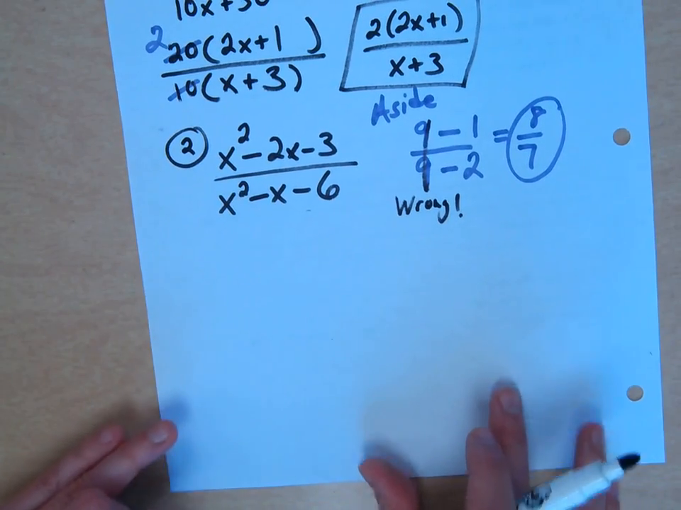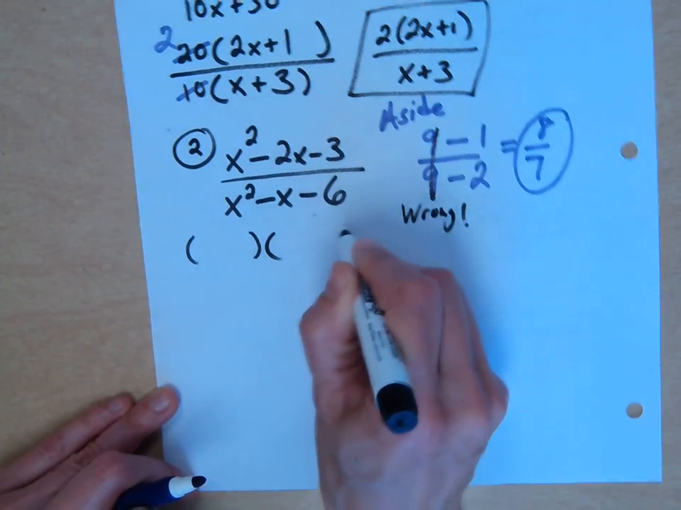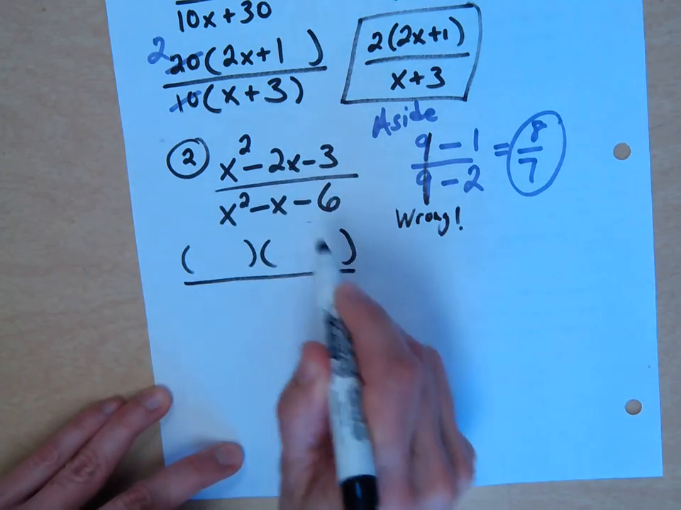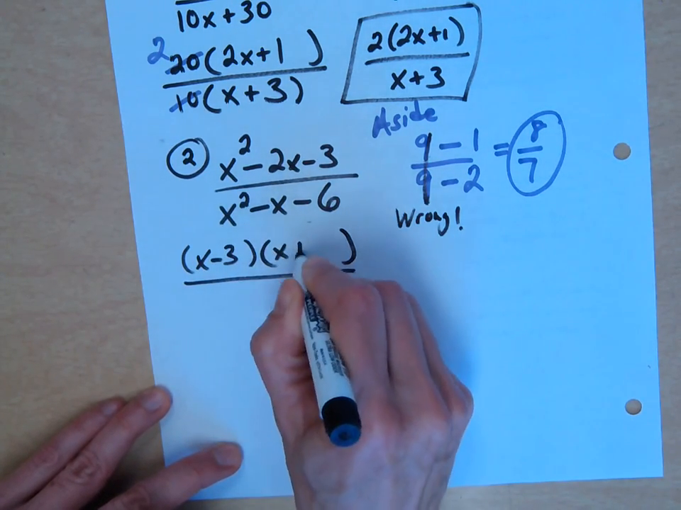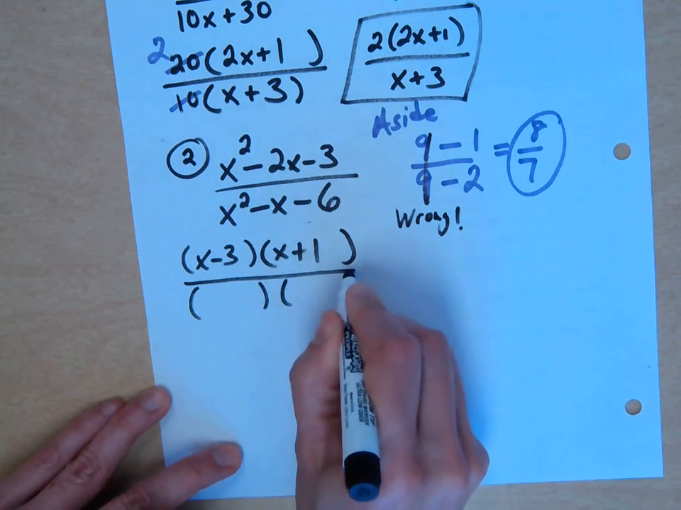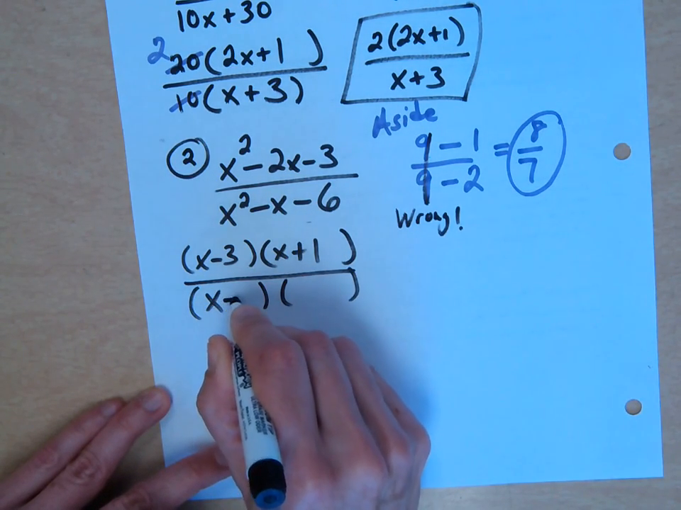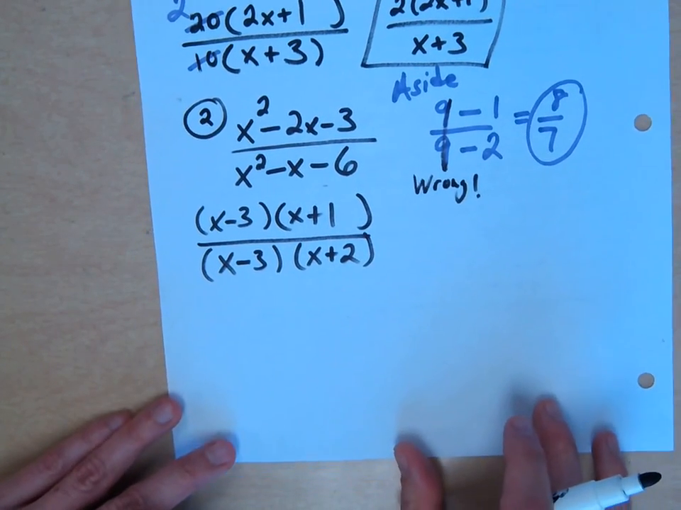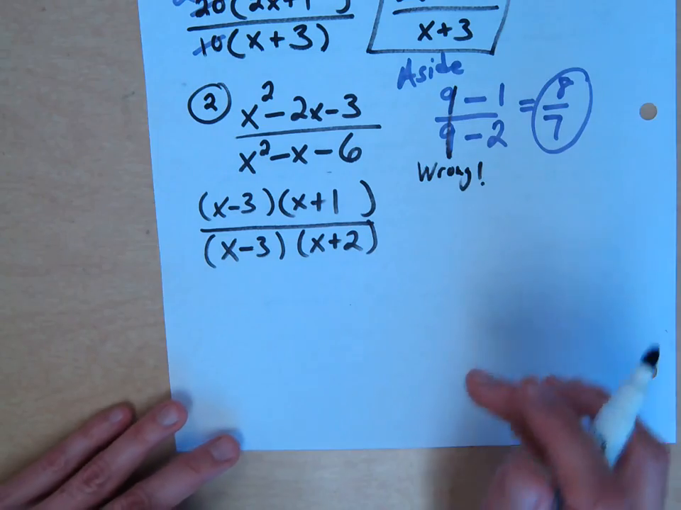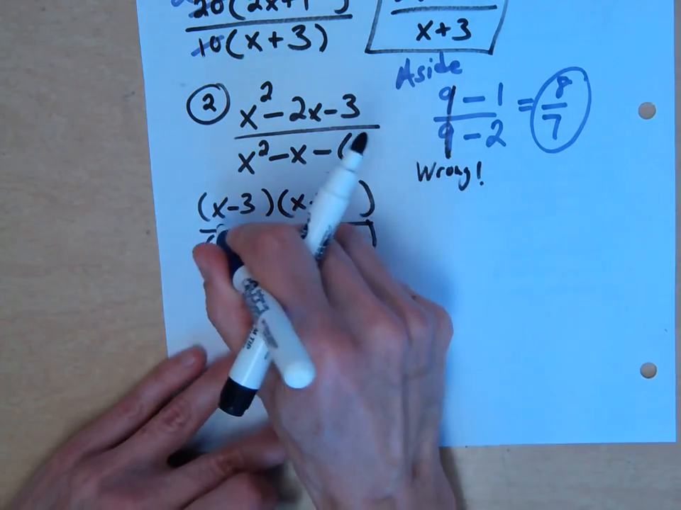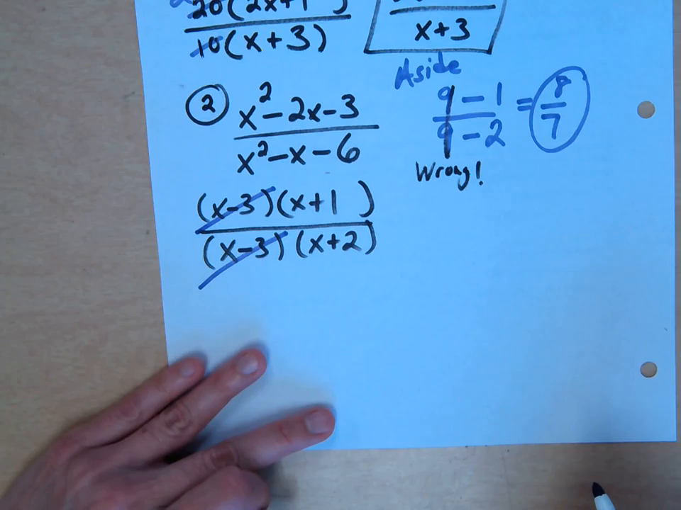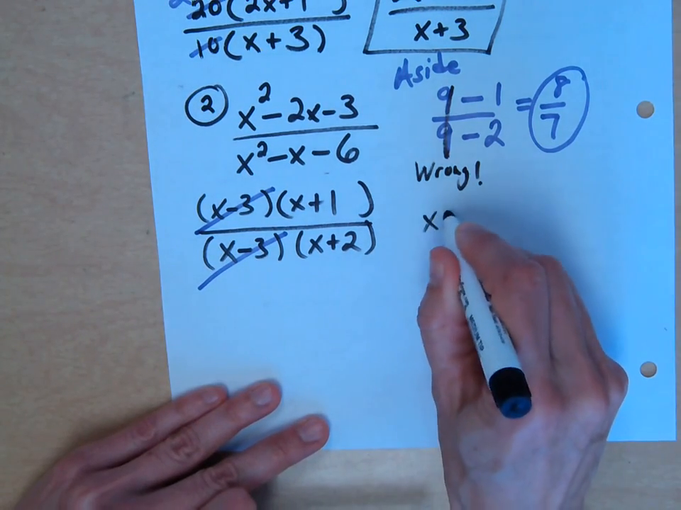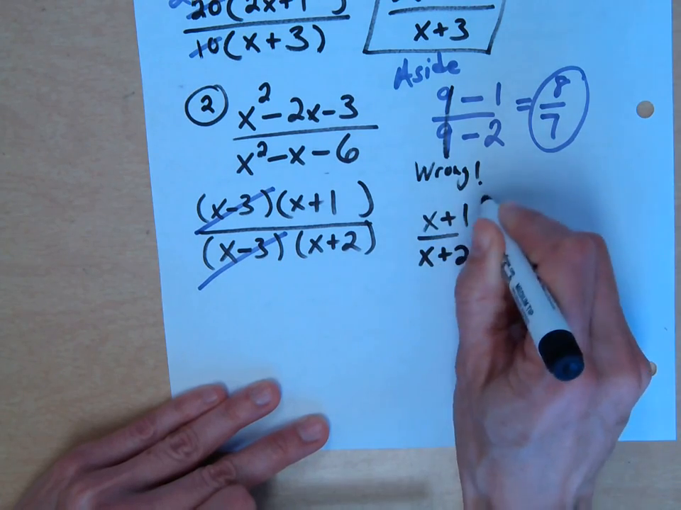Okay, so having said that, let's quickly factor the top. We can use shortcuts here. What multiplies to negative 3 and adds to negative 2? Nice. And here? Yes. So that's factored. I want you to get faster and faster at these. Now, these look identical. Yes, we can cross them off, and that's our answer. x plus 1 over x plus 2.